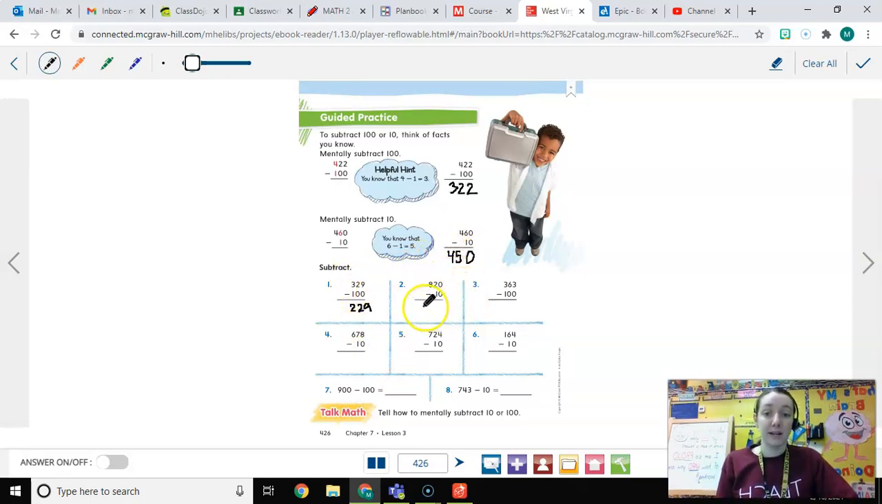820 minus 10 is 810 because 20 minus 10 is 10. Okay? 10 less. The tens place is all that changed. 2 minus 1 is 1. 363 minus 100 is 263. That's 100 less than 363. So it's really important to be able to count and know those places really well with this strategy, okay?